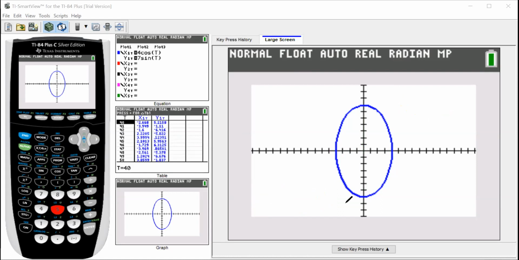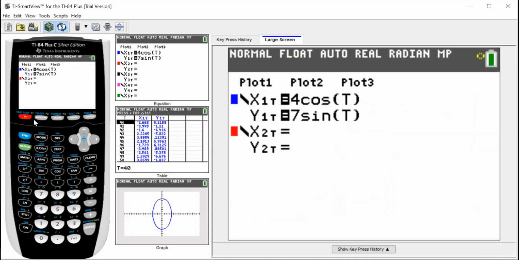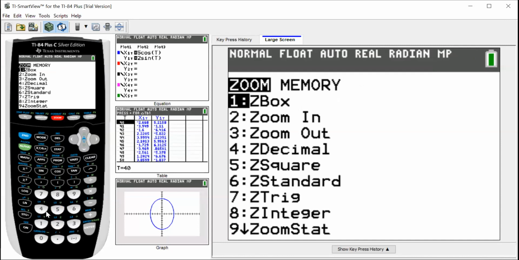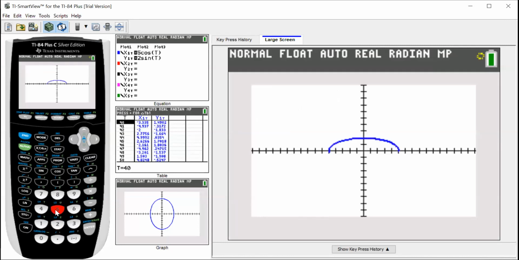Let's go ahead and graph that second set of equations. This time we'll go back to our y equals, and we'll change this. Instead of 4 cosine of t, we'll do 5 times cosine of t. Instead of 7 sine of t, we'll do 2 sine of t this time. And we'll hit zoom and 5, so it squares everything up. In this case, it looks like we get another ellipse shape.